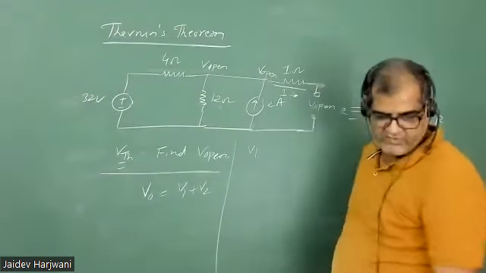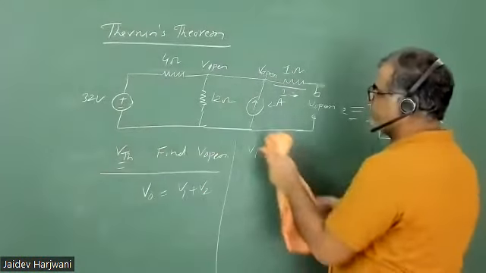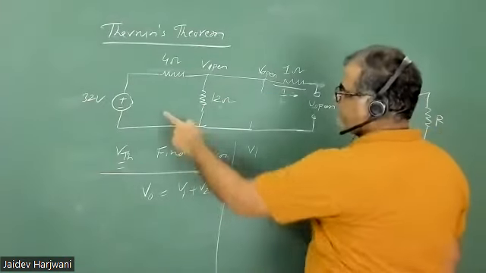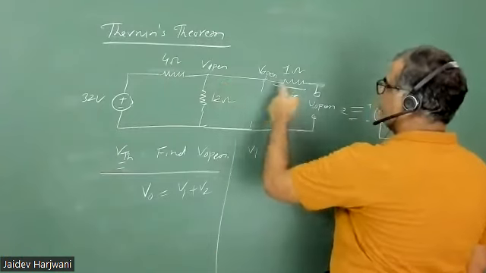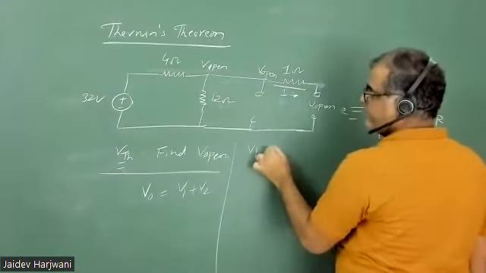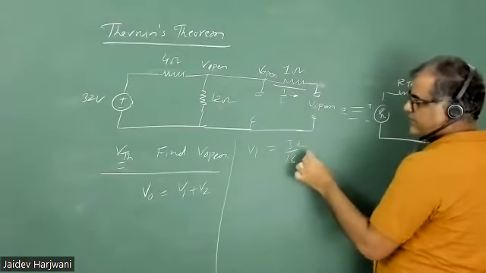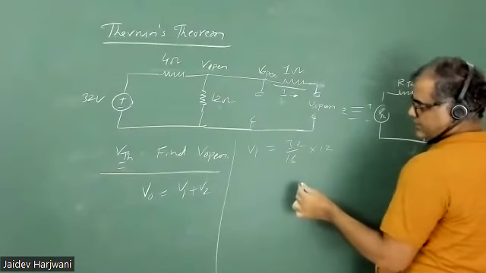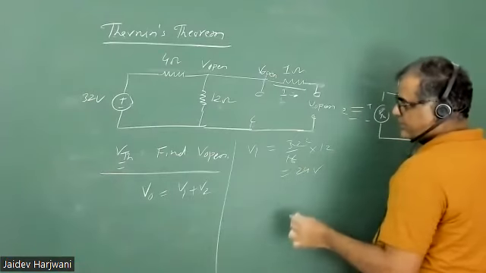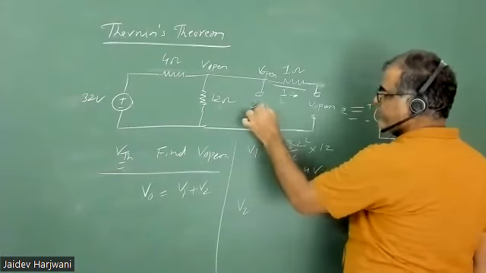If I want to find V1, I have to make this open. Now current is going here, here, here. This is open, so no current is coming here. So V1 will simply be 32 upon 16 into 12. So how much is coming? 24 volt. Second case, I want to measure V2 due to this current source. The current value is 2 ampere.